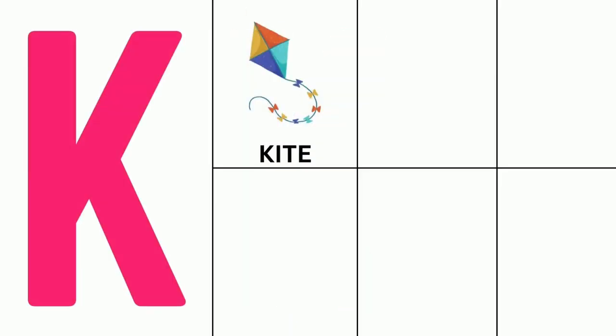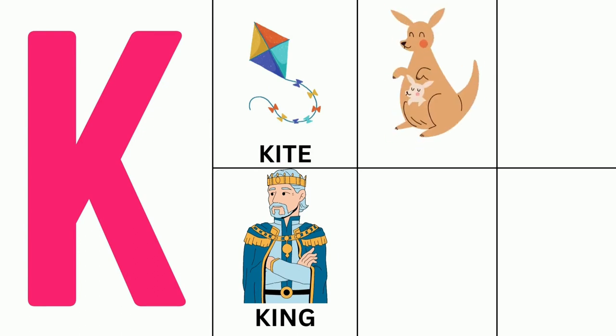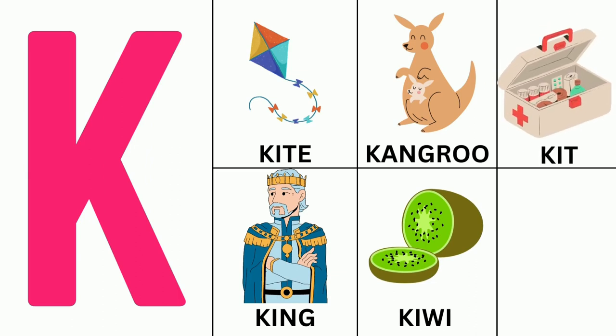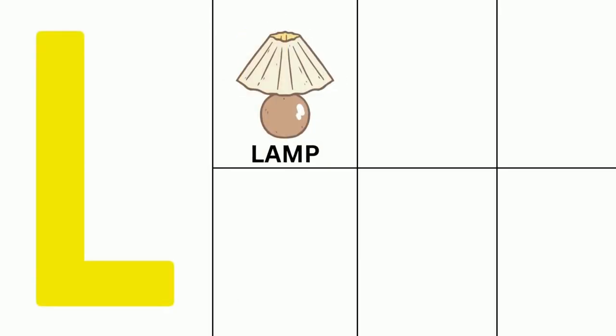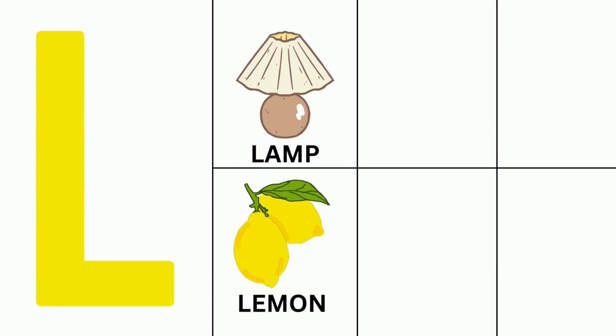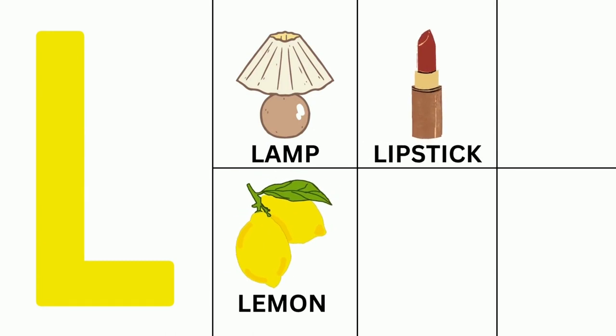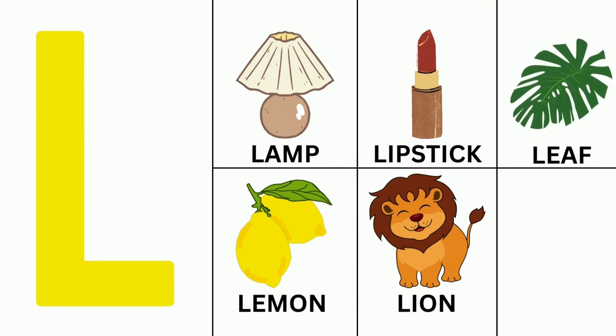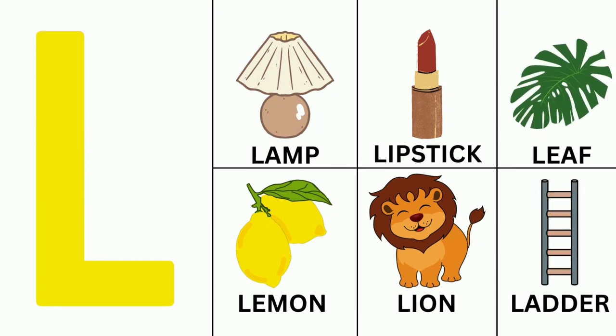K, let's learn the word starts with K. K for kite, K for king, K for kangaroo, K for kiwi, K for kit, K for knife. L, let's learn the word starts with L. L for lamp, L for lemon, L for lipstick, L for lion. L for leaf. L for ladder.